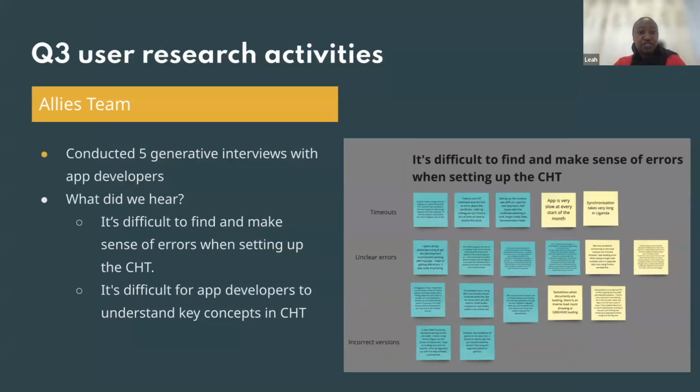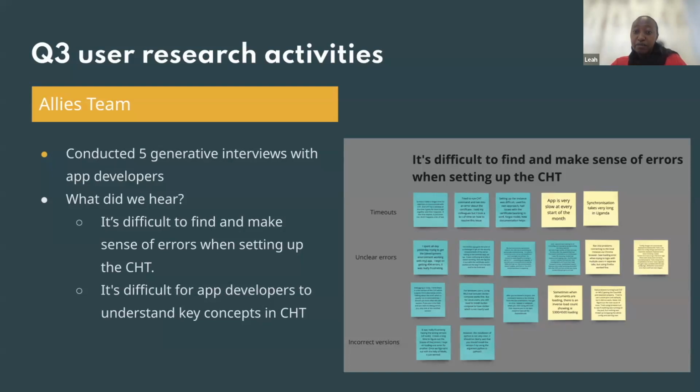So we also had other generative activities under the allies teams. Here we conducted interviews with app developers majorly. So again, just something of what we had. Our topmost continues to be that it's difficult to find and make sense of errors when setting up the CHT. And then another thing that we had is that it's difficult for app developers to understand key concepts in CHT. So again, in the screenshot on my right, the yellow stickies indicate the new nuggets that we had for that quarter.